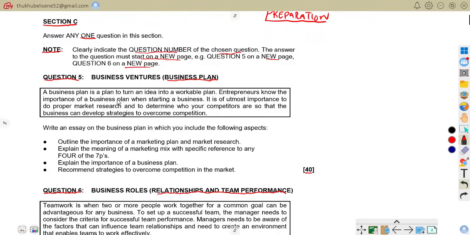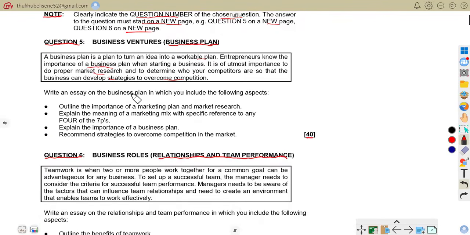So now let us read together the scenario that we're given. A business plan is a plan that turns an idea into a workable plan. Entrepreneurs know the importance of a business plan when starting a business. So it is of utmost importance to do proper market research and to determine who your competitors are so that the business can develop strategies to overcome competition.